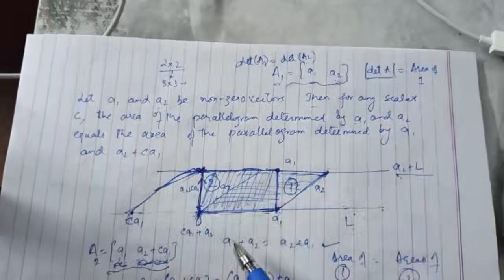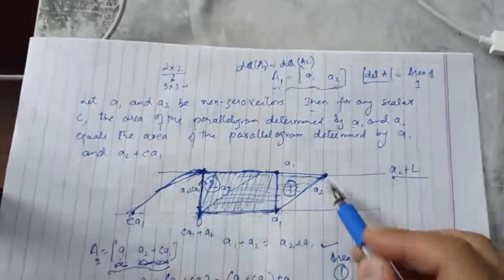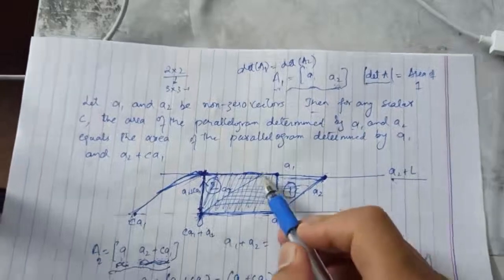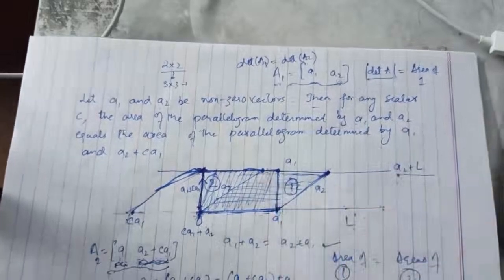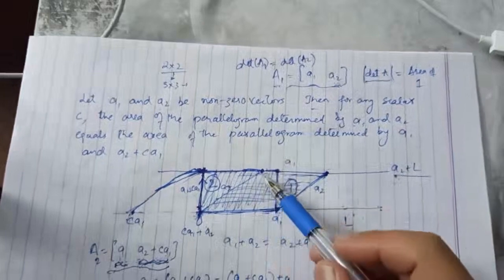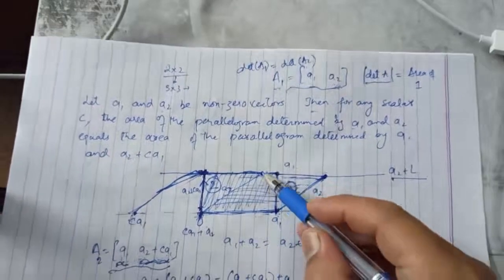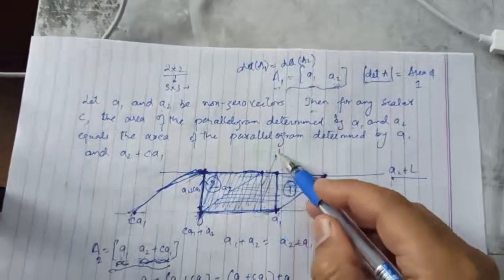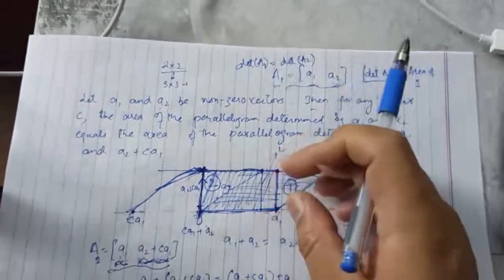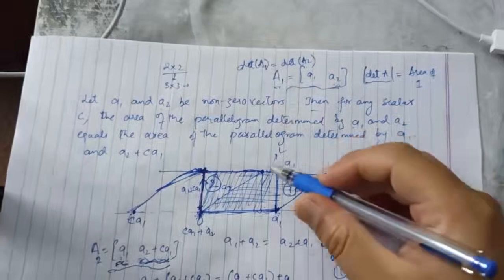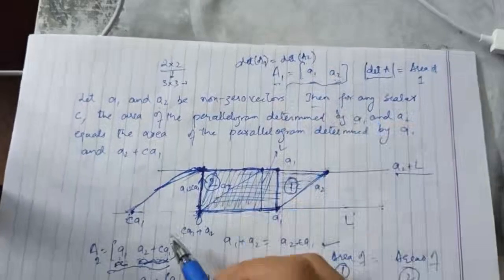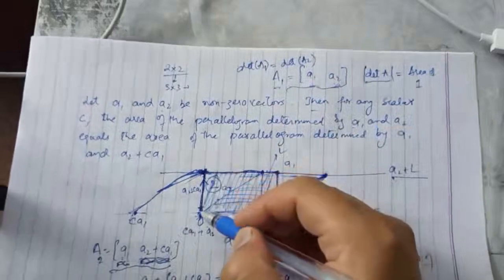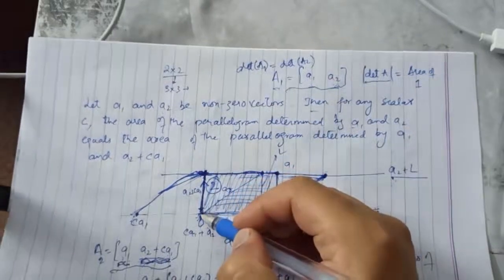And now what I've seen here is this point a2, which is over here, or in this case over here, for example, has a perpendicular distance to the base of L, right? So the distance from this point to this point is L. Similarly, the resultant vector of this thing here also has the same distance L, right?